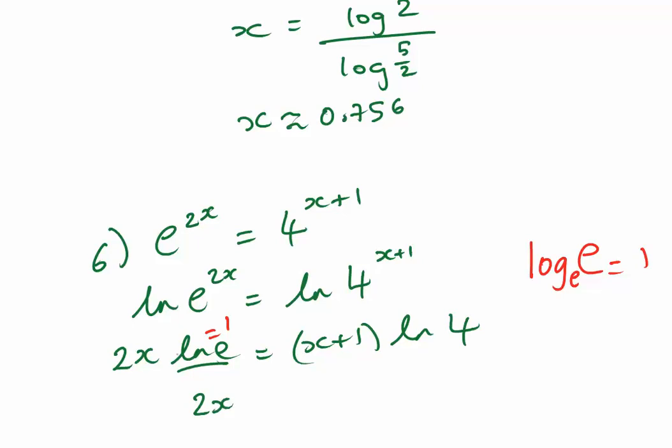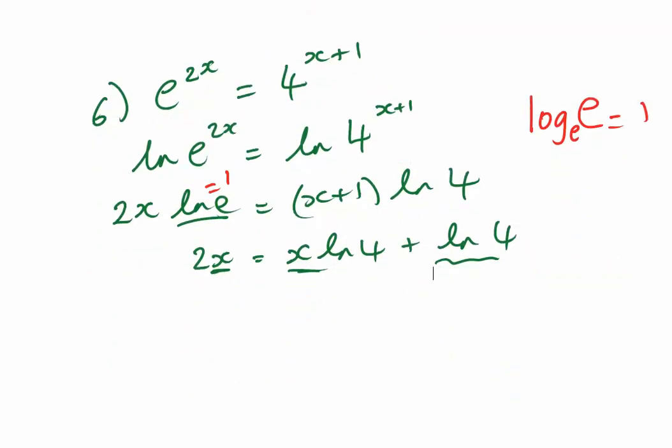So we've got 2x times 1, and on the other side I've got this. Let's expand the brackets as we did before, and let's gather the x's on one side. So I've got x's here and x's here. Let's leave this number here and take the x's onto the left hand side. So I'm going to subtract this number here: 2x subtract x log 4. And what I've got left is log of 4.